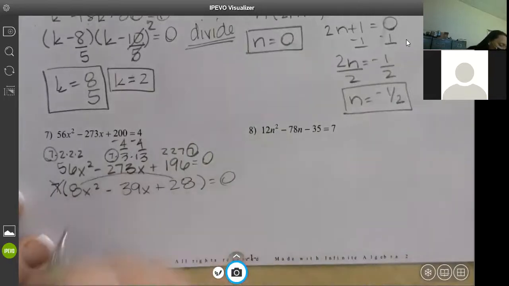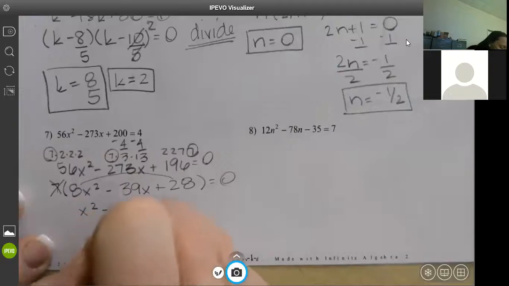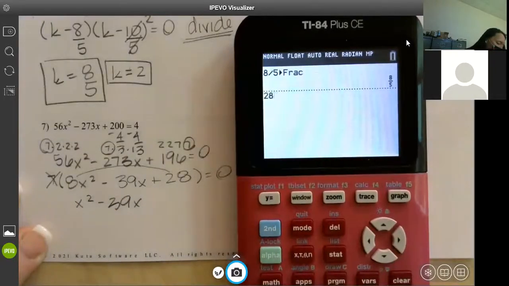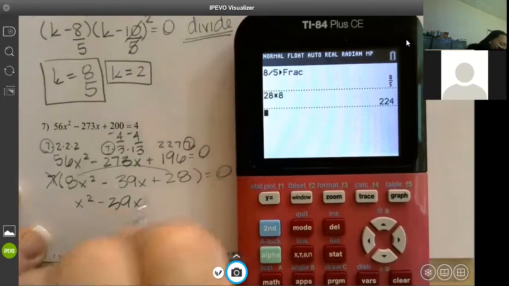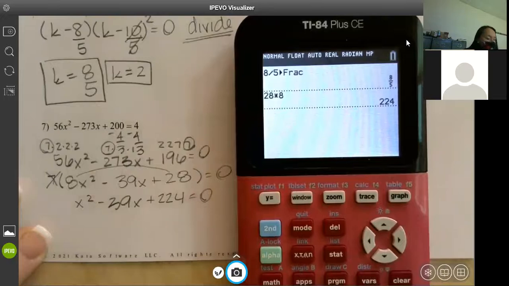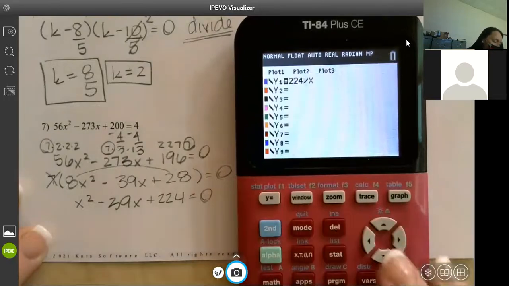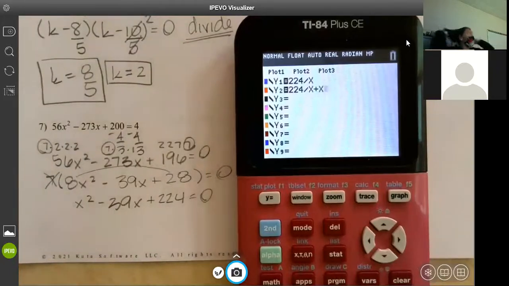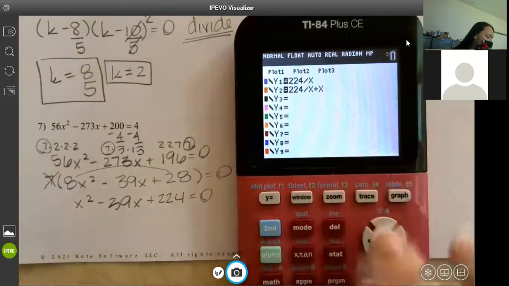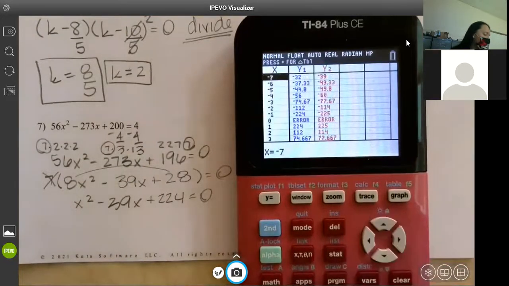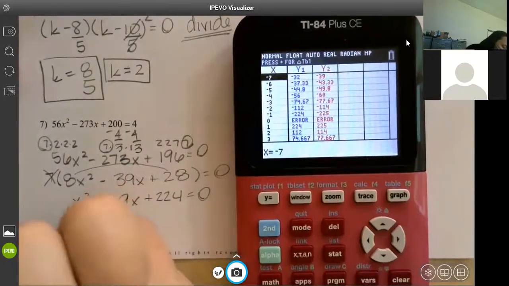Now I can do slide and divide. So I get x squared minus 39x. And I'm going to do 28 times 8, which gives me 224. Then I'm going to find my factors of the last. And again, I don't know my factors of 224, so I suggest that you do use that calculator as much as you possibly can. And you can on the final, so it's not a big deal. I'm looking for negative 39. It's negative 7 and negative 32.